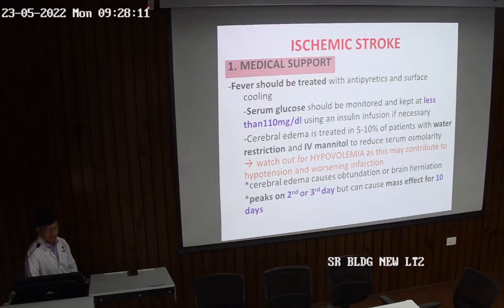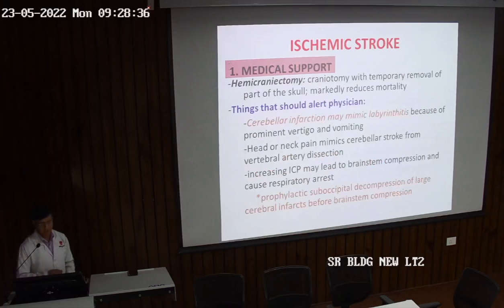If the patient is having hyperglycemia or hypoglycemia, it should be treated appropriately. If the patient is having cerebral edema, it should be treated with either water restriction or IV mannitol. And watch out for hypovolemia, as this may contribute to hypotension and worsening infarction. And the cerebral edema can cause obtundation or brain herniation.